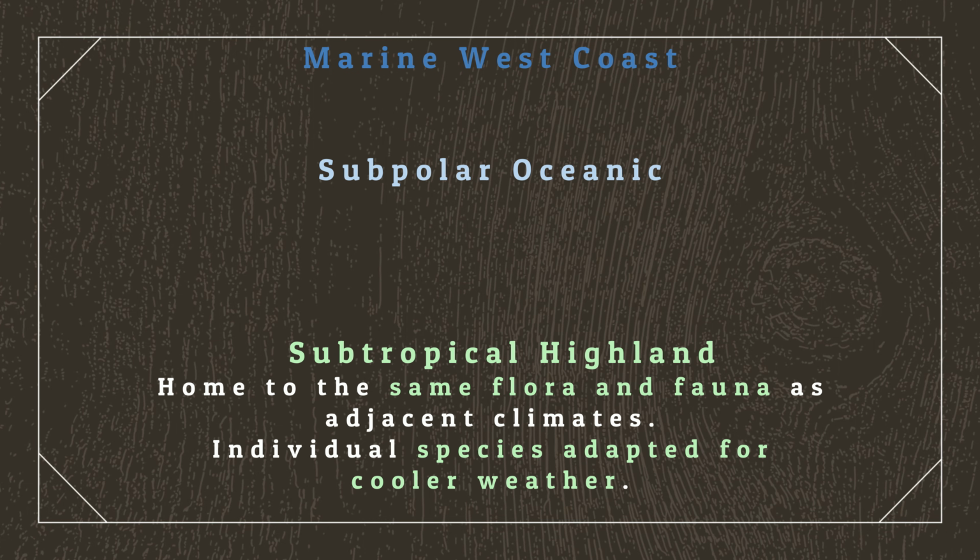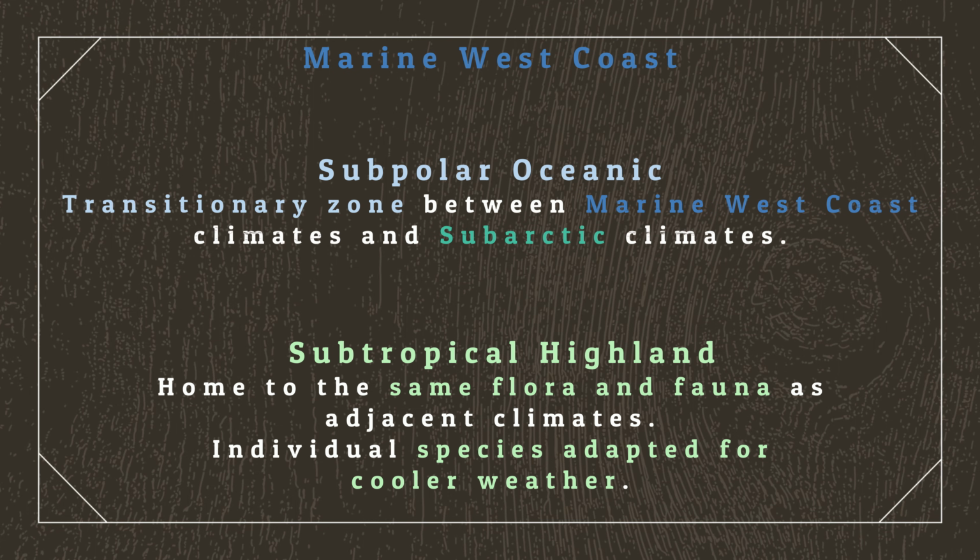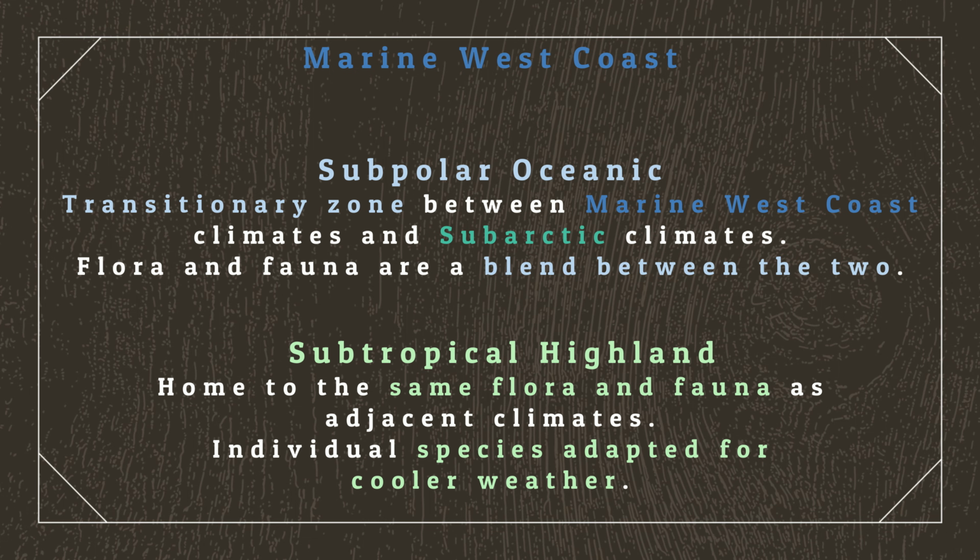And subpolar oceanic climates are more of a transitionary zone between marine west coast climates and subarctic climates. So it can be expected that flora and fauna there will be a blend between the two, which only leaves us with marine west coast climates, which are the most common oceanic climate type anyway.